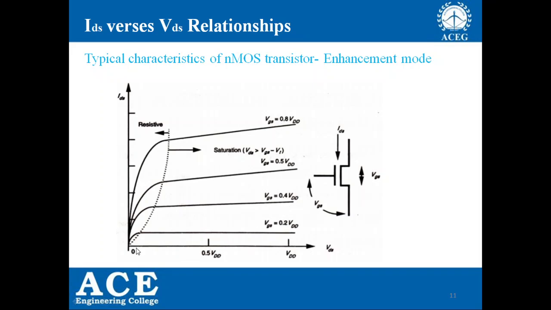Same as before, whenever the current is increasing linearly with the voltage VDS, we can call that region a resistive region or linear region or non-saturation region. And whenever the current becomes constant with VDS, we can call that region a saturation region. Okay. So this is how we can have the relationship between IDS and VDS. Thank you.